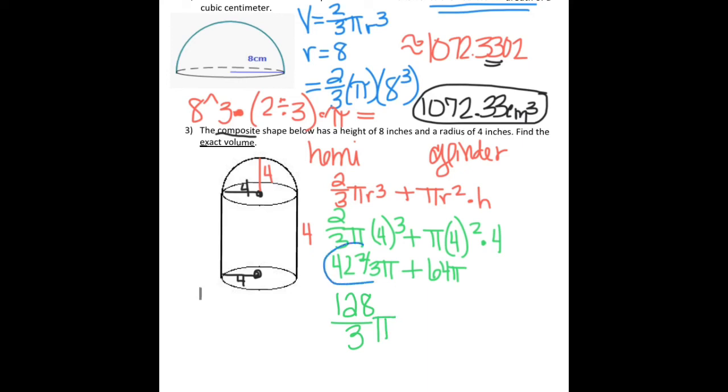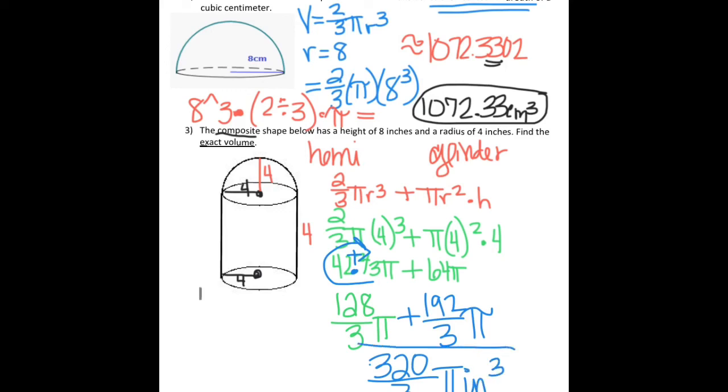If you forgot how to do that, that's this, right, where we multiply and add. So 128 over 3 pi, and then I'm going to take 64 times 3 to turn that into an improper fraction. So 64 over 1, I just want to have a common denominator, plus 192 over 3 pi. So 128 plus 192 equals, not about anything, it's exact, 320 over 3 pi inches cubed.